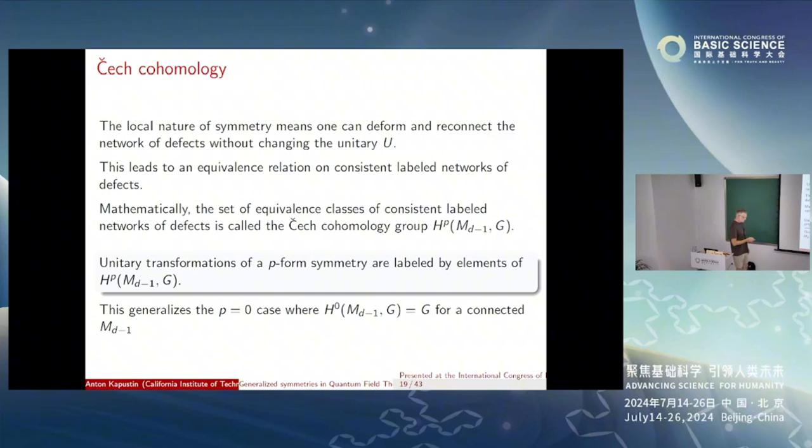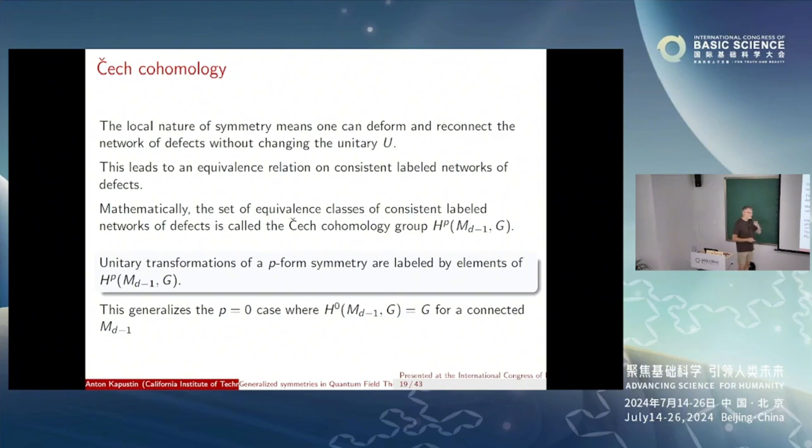Now, further, the local nature of symmetry, its local action, means you can deform and actually reconnect the network without changing the unitary. And this leads to an equivalence relation on consistent labeled networks of defects. So different networks may correspond to the same unitary operator. If you try to formulate mathematically what it means to reconnect the network, and if you rephrase it in terms of these regions W, you'll find that equivalence classes of consistent labeled networks is precisely what is mathematically called the Čech cohomology.